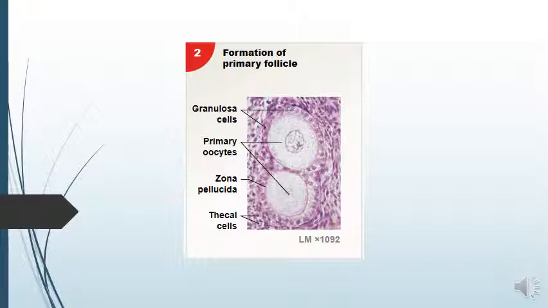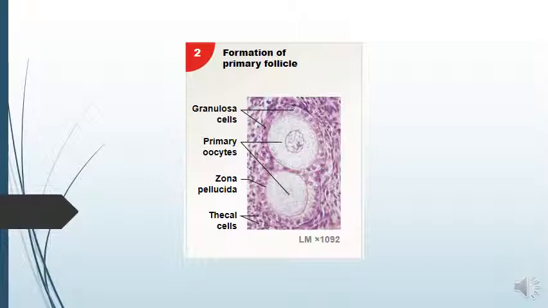Microvilli from the surrounding follicular cells intermingle with the microvilli from the surface of the oocyte. This glycoprotein-rich region is called the zona pellucida. The microvilli increase the surface area available for transferring materials from the follicular cells into the growing oocyte.